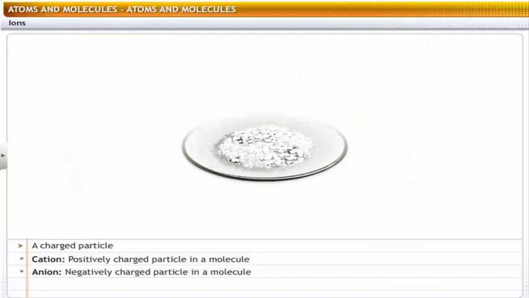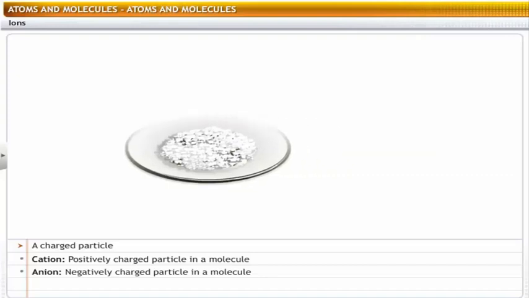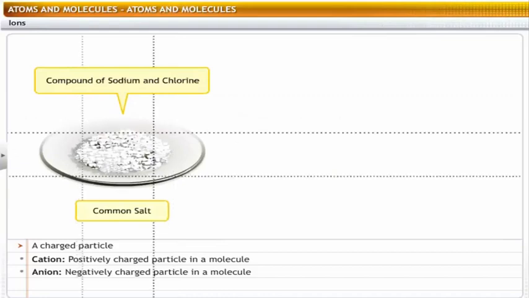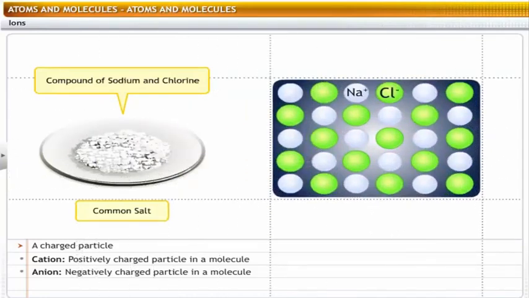So far we have discussed the molecules of elements. Elements combine to form compounds. Thus, a molecule of a compound has 2 or more elements. For example, common salt is a compound of sodium and chlorine, where sodium is a positively charged particle, and chlorine a negatively charged particle, and each of these is called an ion. Thus, a charged particle is called an ion.